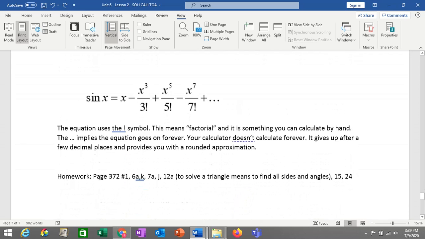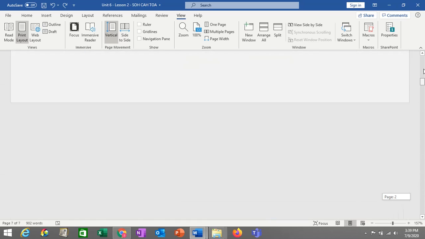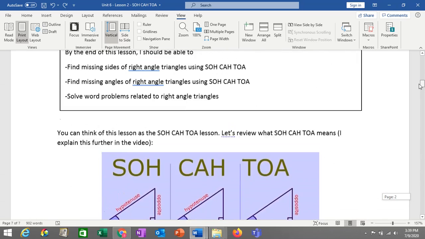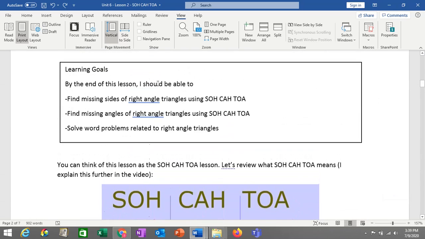Okay, so you have questions to do. These are the same questions that I've posted on the Brightspace website. And just to wrap up, learning goals here. Can you find missing sides of a right angle triangle using SOHCAHTOA? Can you find missing angles of a right angle triangle using SOHCAHTOA? And can you solve word problems by drawing a picture or analyzing a picture and then using the same two techniques here? That's it. Thank you.